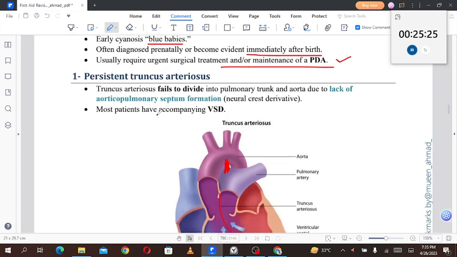Persistent truncus arteriosus. The truncus arteriosus fails to divide into pulmonary trunk and aorta due to lack of aorticopulmonary septum formation. Aorticopulmonary septum is a neural crest cell derivative. Most patients have accompanying VSD in the case of persistent truncus arteriosus.